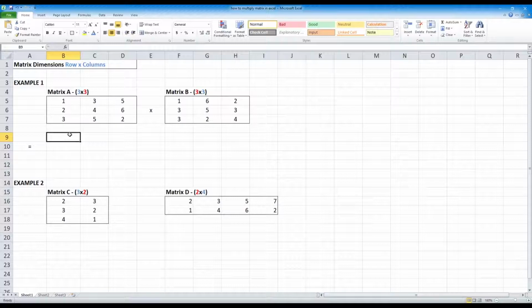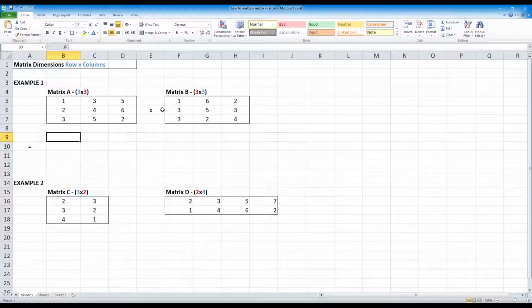Hey guys, I'll be showing you how to multiply matrices in Excel. So over here we have two matrices and they're both 3x3, and this is important to know because the dimensions of a matrix tell us if multiplication is even possible.